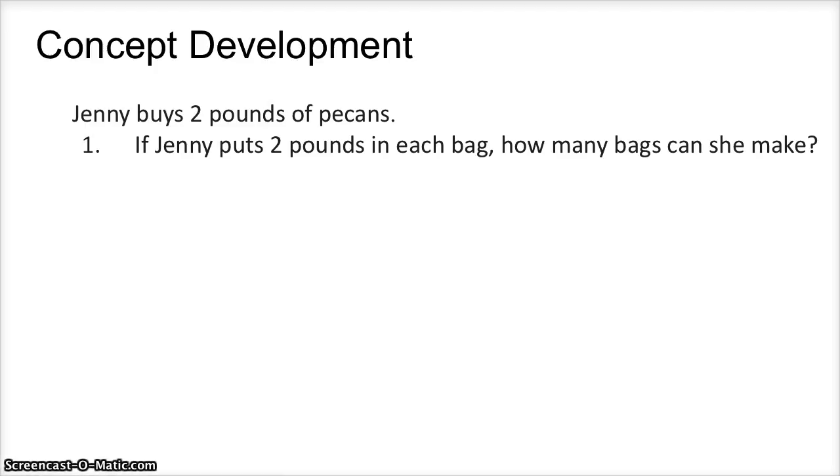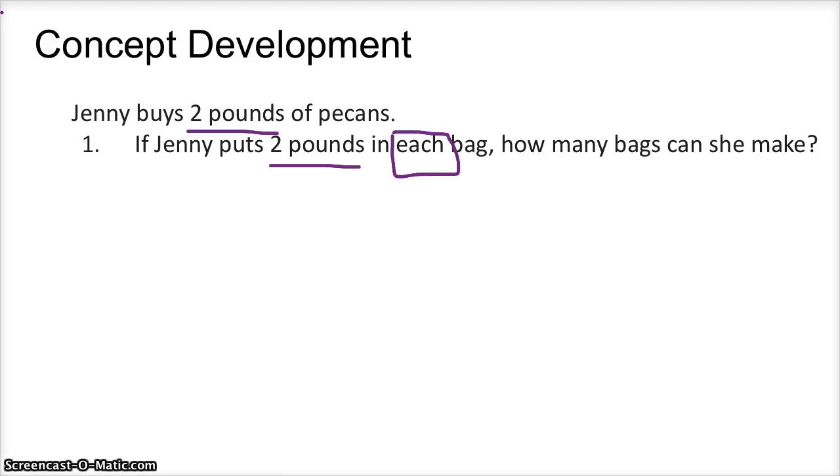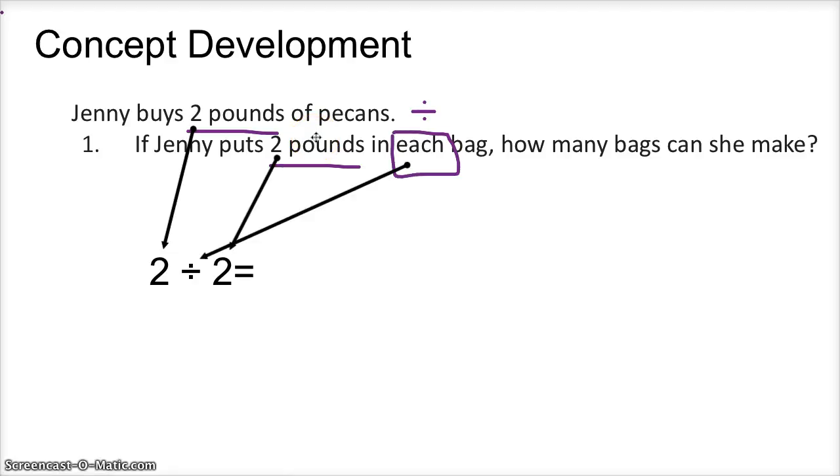So the first thing I want you to do is think about the numbers. So 2 pounds, and then the word each. Each is a new word or a key word that tells us we're going to be doing what? Adding, subtracting, multiplying, or dividing. And each means divide. So that means I'm taking 2 pounds of pecans and I'm dividing it with 2 pounds in each bag. So there's my 2, and there's where I get my each. Then you just have to solve it.